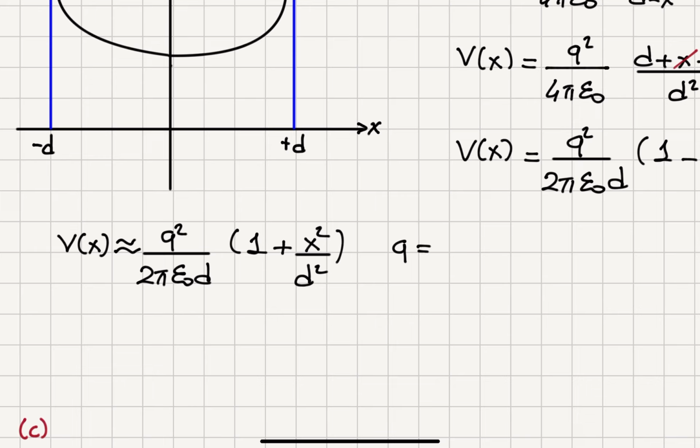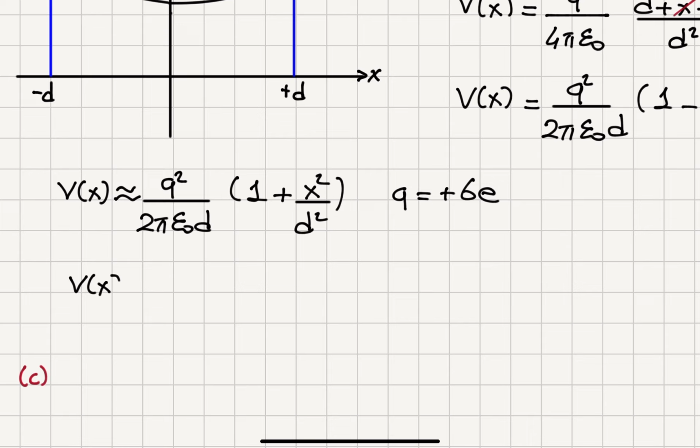And I also recall that q is equal to 6e. So with that, the potential function takes the following form. I'm substituting for q, 6 times 6, 36 divided by 2 is 18. So I have 18 e squared divided by pi epsilon 0 d times (1 plus x squared divided by d squared).